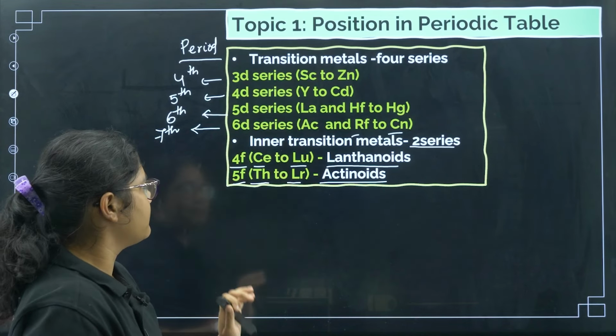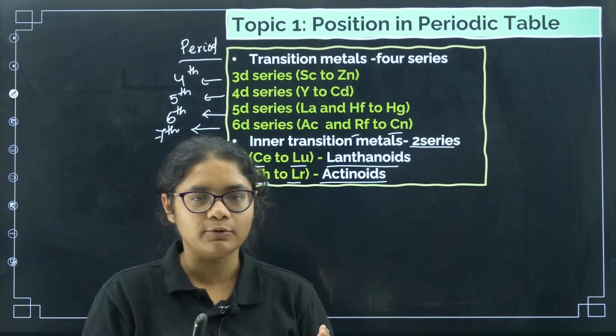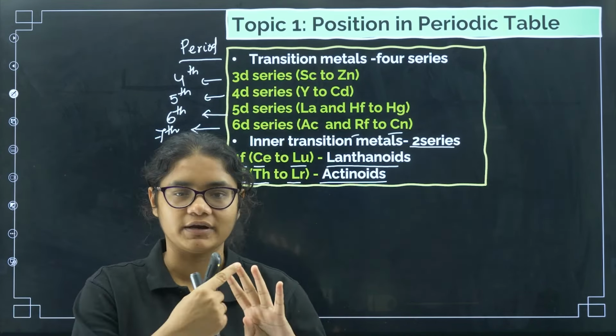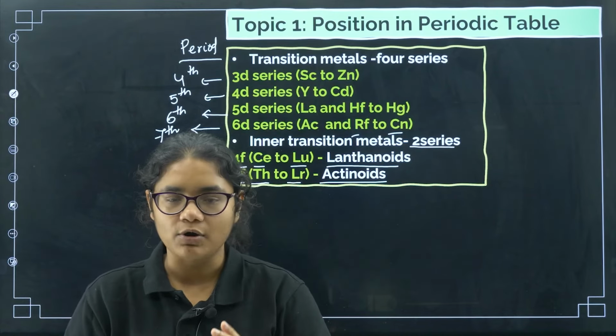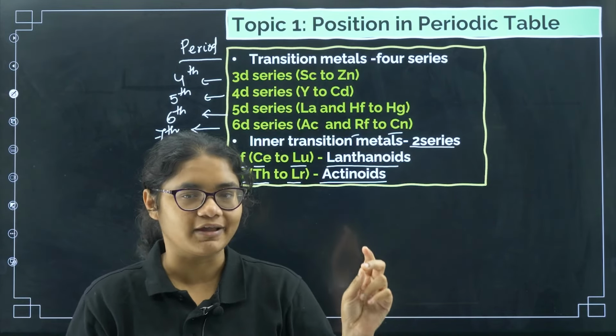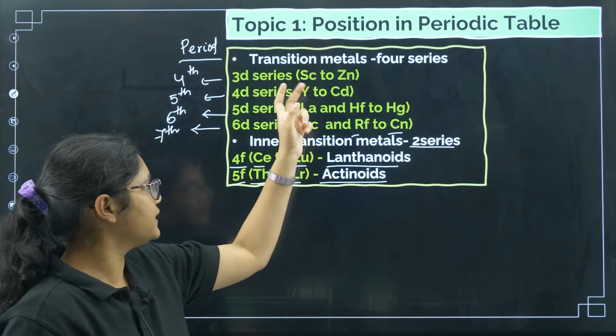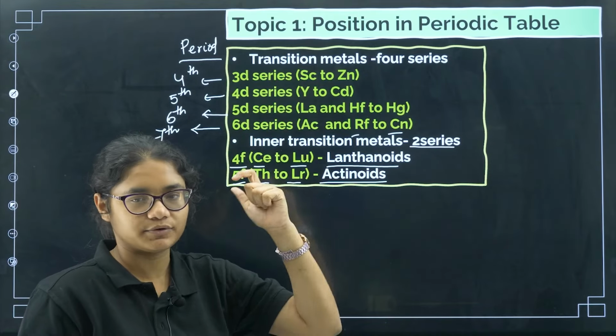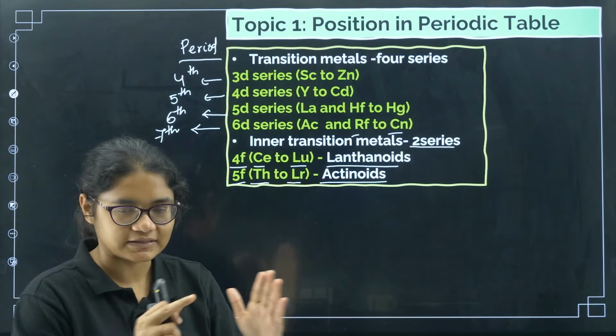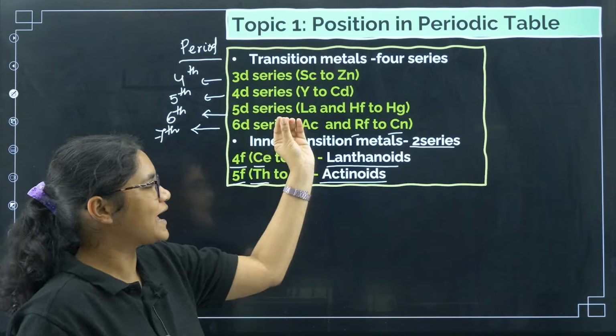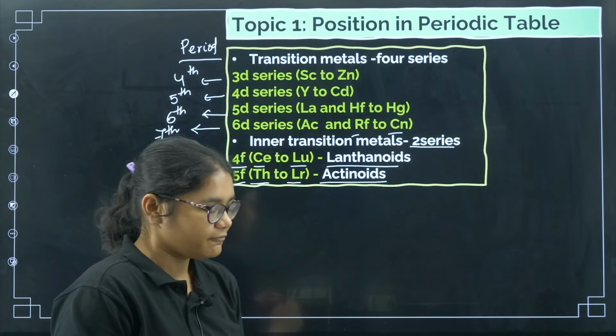So now what you have to remember, in D block there are 4 series: 3D, 4D, 5D and 6D. In F block there are 2 series: 4F and 5F. And you need to know for 3D the elements start only 3D series, you remember the first and the last element, that complete series you have to remember, scandium to zinc, okay, fine.